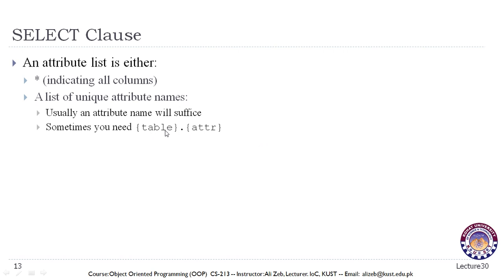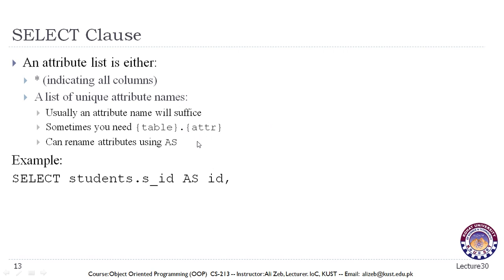Sometimes we need to provide the name of the table with the column name. You can rename attributes using as, so you can use the as keyword to shorten or simplify the name of your column. If you want to select the SID from the students table, you can use select students.sid as ID. So you can now use this ID as the column name in your SQL statement.